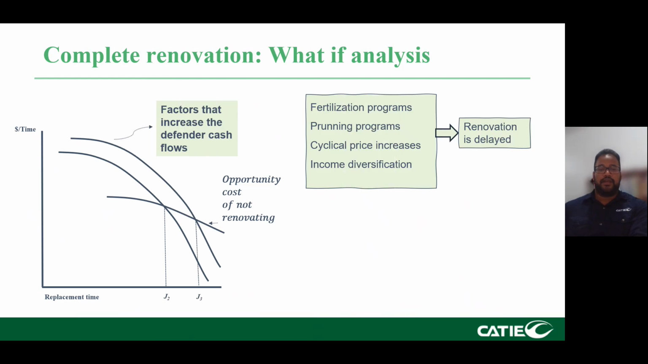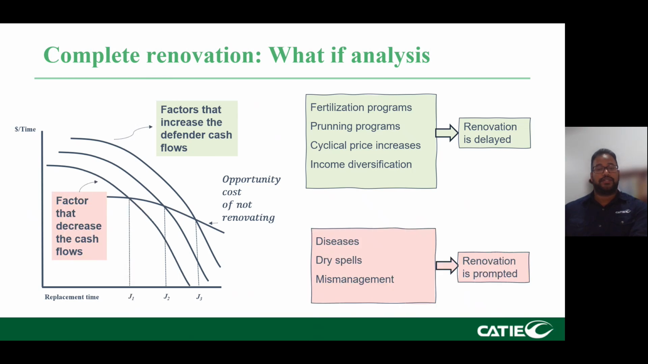For example, interventions such as a fertilization program, pruning, cyclical price increase, let's say in the short term, income diversification. These are factors that will increase the cash flow of the defender, as you can see here in the graph, therefore delaying the renovation period. Conversely, there are factors that could decrease the cash flow of the defender. For example, diseases, dry spell, mismanagement, among others. In that case, the renovation will occur faster.